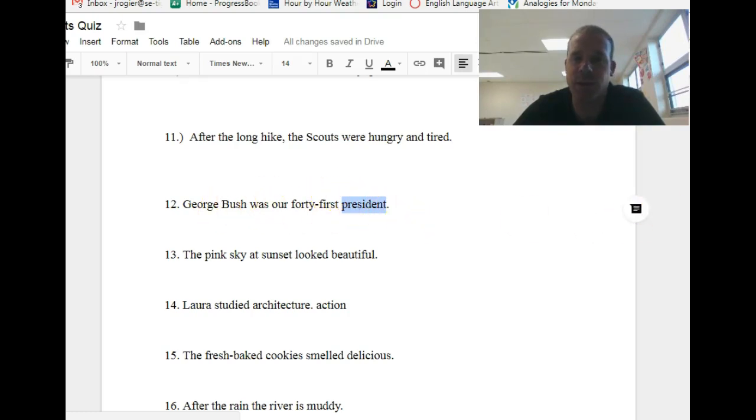George Bush equals president. The pink sky at sunset looked beautiful. Sky looked. Looked is a linking verb here because it's telling how the sky looked. It's not performing an action of looked. And so then beautiful is a predicate adjective. Laura studied architecture. Here's the one where I kind of messed up because I had already put action right here. So you knew it was an action verb, which means you're looking for a direct object. That direct object is architecture.